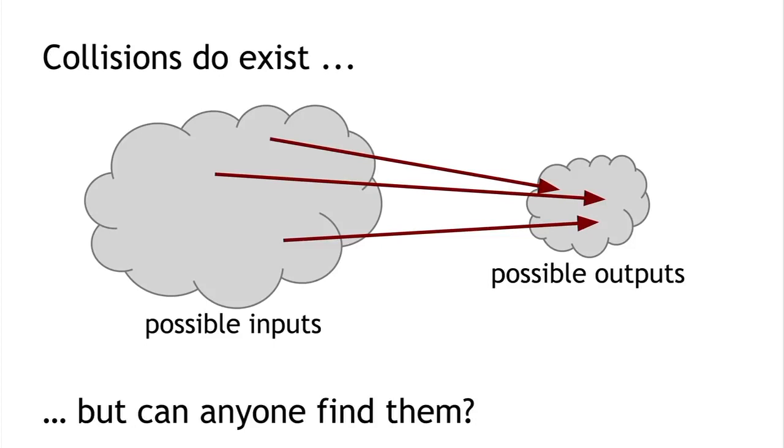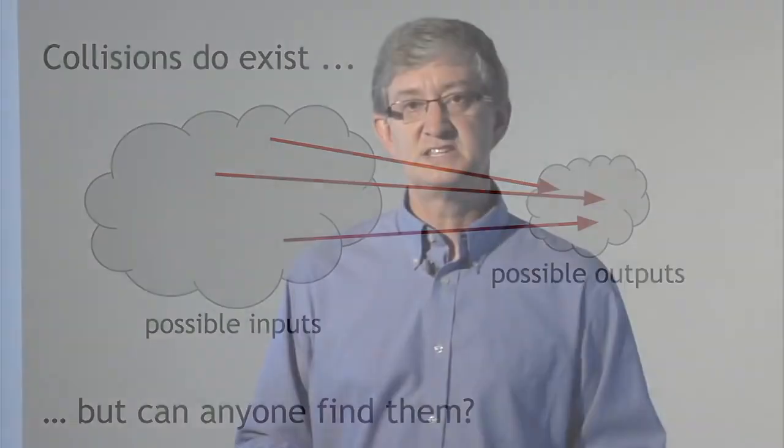In fact, in general, there will be a very large number of possible inputs that map to any particular output. So collisions do exist. I said before, nobody can find a collision, and that's the key question. We know collisions exist. The question is, are there any collisions that are findable by regular people using regular computers? Okay. Now, to make things even worse, I said that it has to be impossible to find a collision.